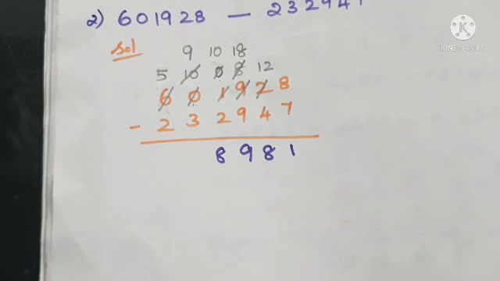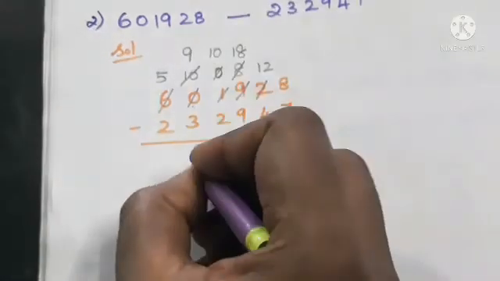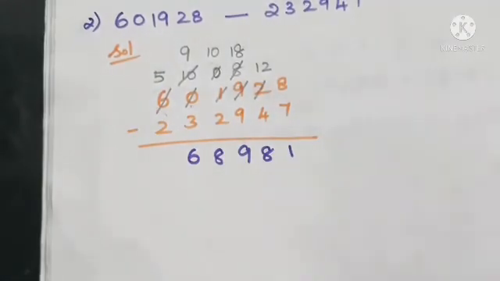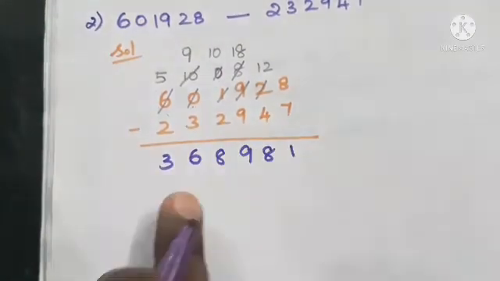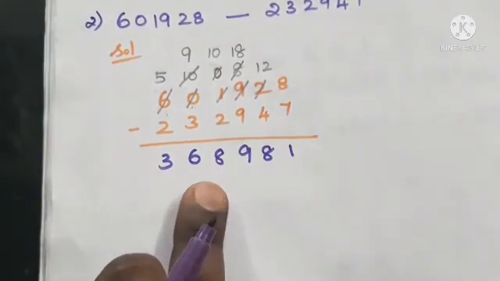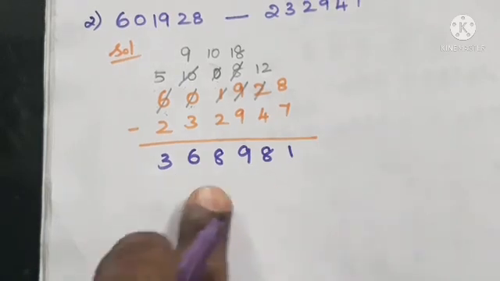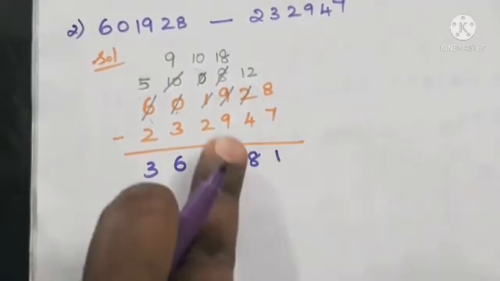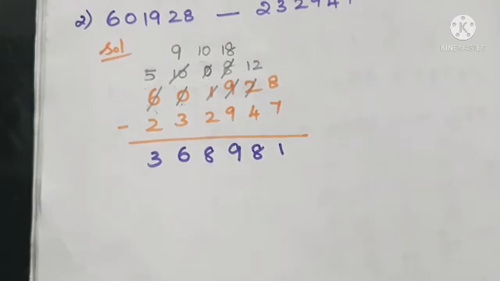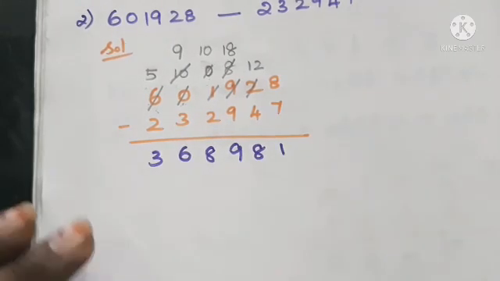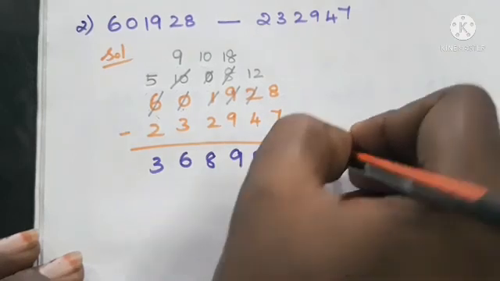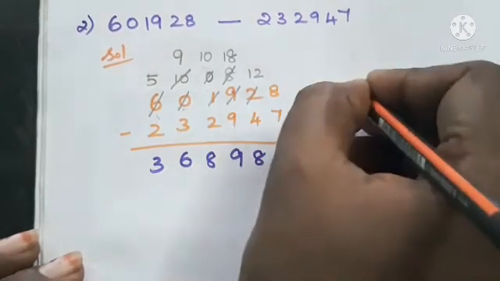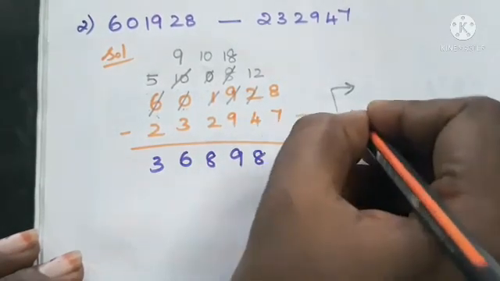9 minus 3 is what? 6. Next, 5 minus 2. 5 minus 2 is 3. Now we got the answer as 3,68,981. Okay, this is the difference of the subtraction. So we know that we have to write this value. Write the difference here and we have to write the subtrahend here.